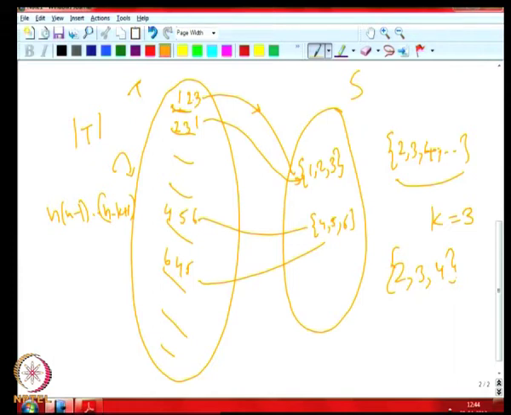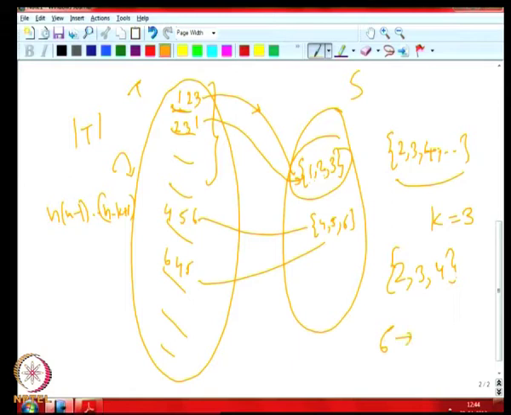Now, of course, many things are getting mapped to this. The question is how many things will get mapped to the same thing. For instance, this 1 2 3, how many lists on the T side will get mapped to it? Of course, all the lists which can be formed using 1, 2 and 3 will get mapped to this, right. There are 6 of them.